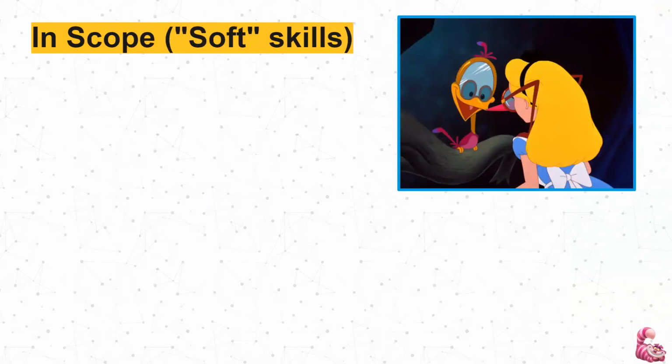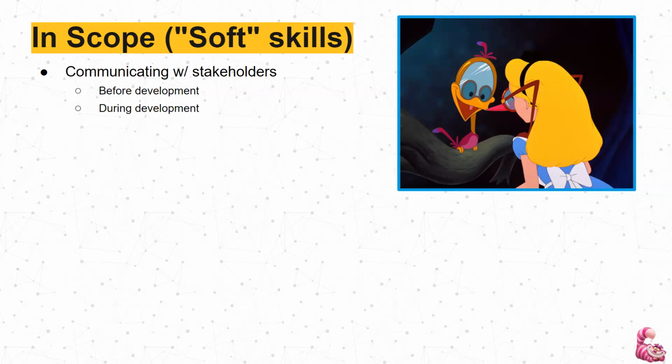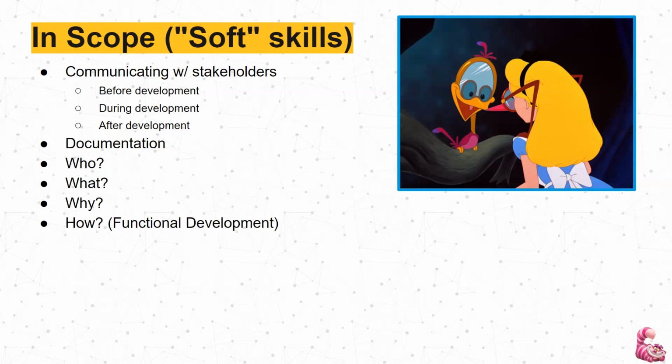We already talked about soft skills being a no word, but we can't change it yet, so ignore it. So what's in scope for today? Communicating with stakeholders is definitely in our scope. When? Before development, during development, after development. Basically just communicate all the time. Documentation, don't we love documentation? It's my least favorite thing, but it is so important. So yes, who, what, why, and how for functional development.